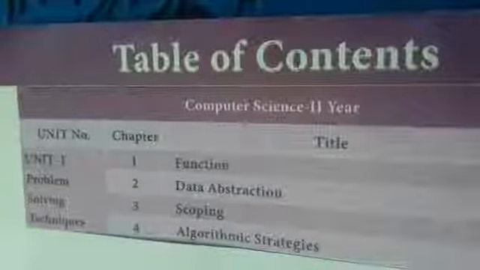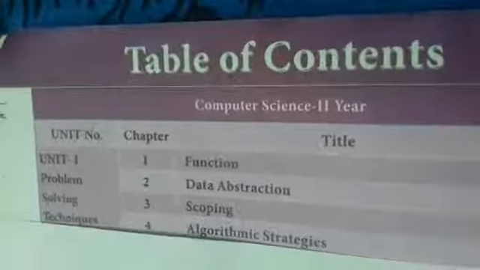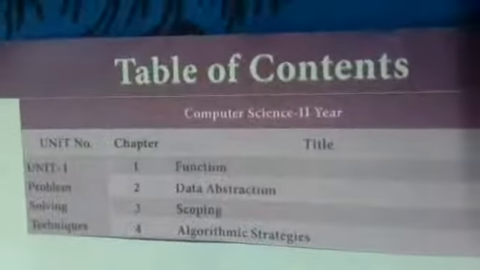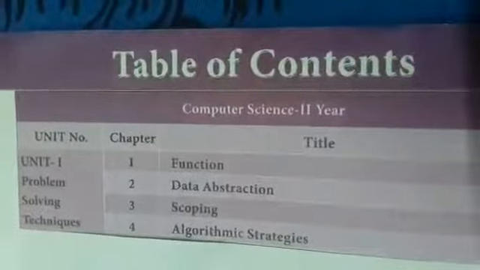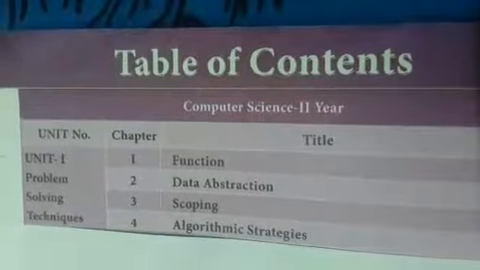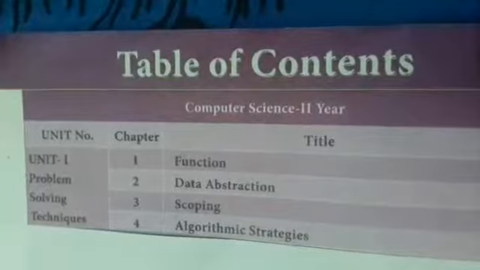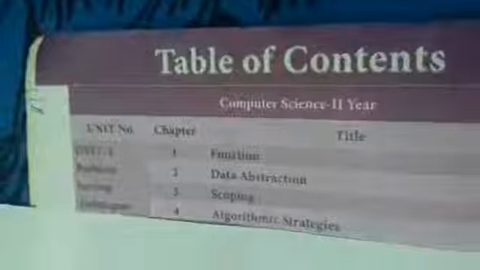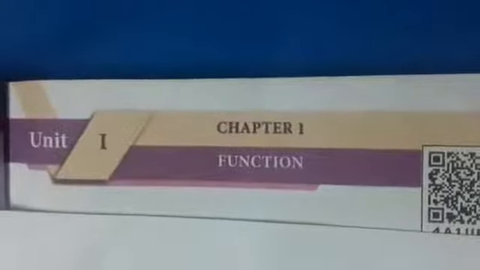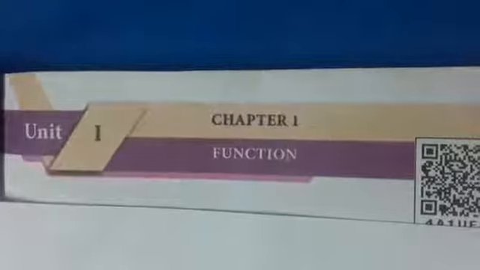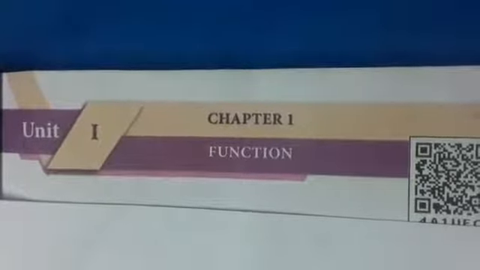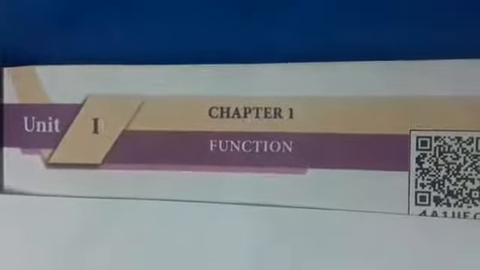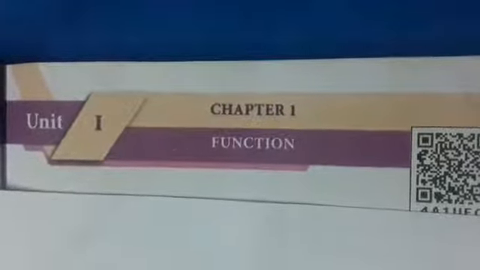The important topics of the first chapter have been given. Now we will revise with the textbook. Content unit 1: functions, data abstraction, scoping, algorithm strategy. Now we'll see the first chapter, functions. Here we have seen the definition of function, what a subroutine is and what the types of parameters used are, etc. We'll see each topic one more time.